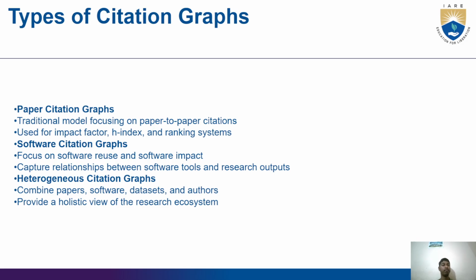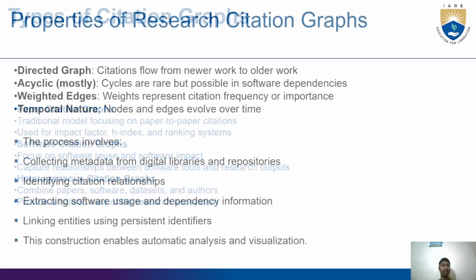We have three types of citation graphs. One is paper citation, which is used for impact factor, H-index, and ranking systems. This paper citation graph mainly focuses on paper-to-paper citation. And the next one, software citation graphs. It is focused on software reuse and software impact. And the last and not the least, heterogeneous citation graphs, which combine papers, software, datasets, and authors.